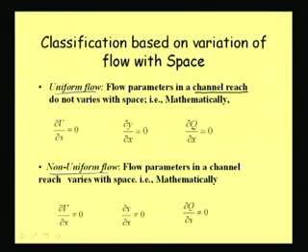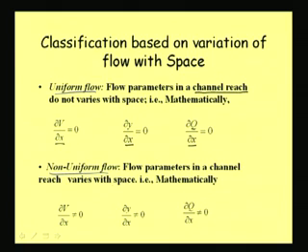So, here we are looking into the partial variation of velocity with respect to distance, or partial variation of depth, a partial variation of all the flow parameters in terms of distance, and we are observing whether it is changing. When it is not changing, we refer to this as uniform flow. Then we can also have non-uniform flow.